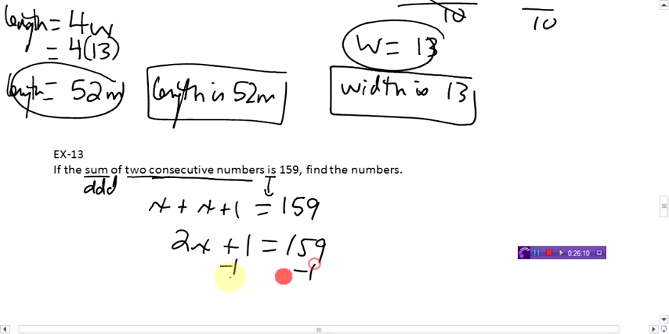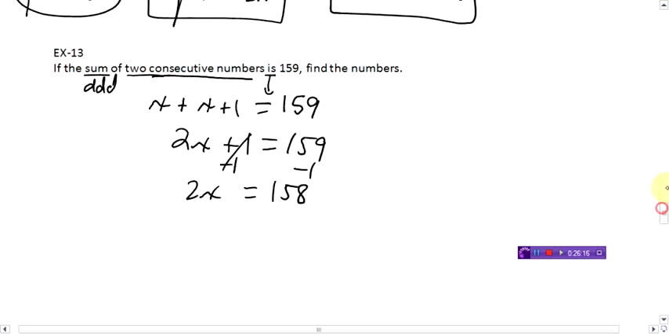Subtract 1, you get 2X, the ones are gone, 158. Divide by 2 on this side, and 158 divided by 2 is 79. Use a calculator if you need to. That's what one of the numbers is. So the first number is 79. So X is the first number, it's 79.